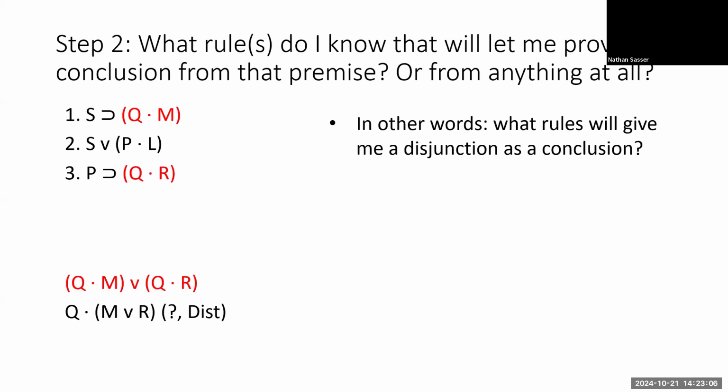What rule do I know, or rules, that will let me prove my conclusion from these premises, or failing that, from anything at all? Now, again, my target conclusion is a disjunction. So the question I'm really asking myself is, what rules do I know that are going to give me a disjunction as a conclusion? Because there's no rule that'll get me directly here. What rules do you know that will give you an or statement, a disjunction, as a conclusion? Think about it for a second.